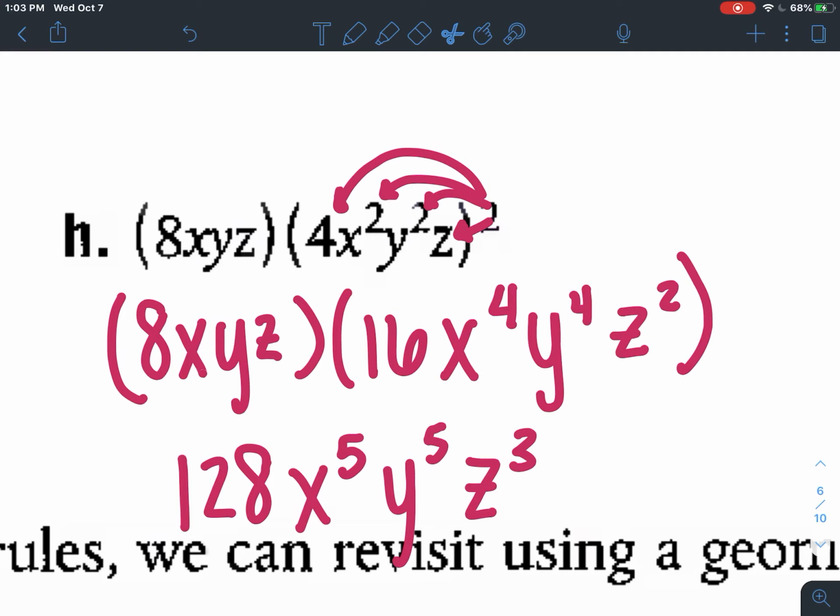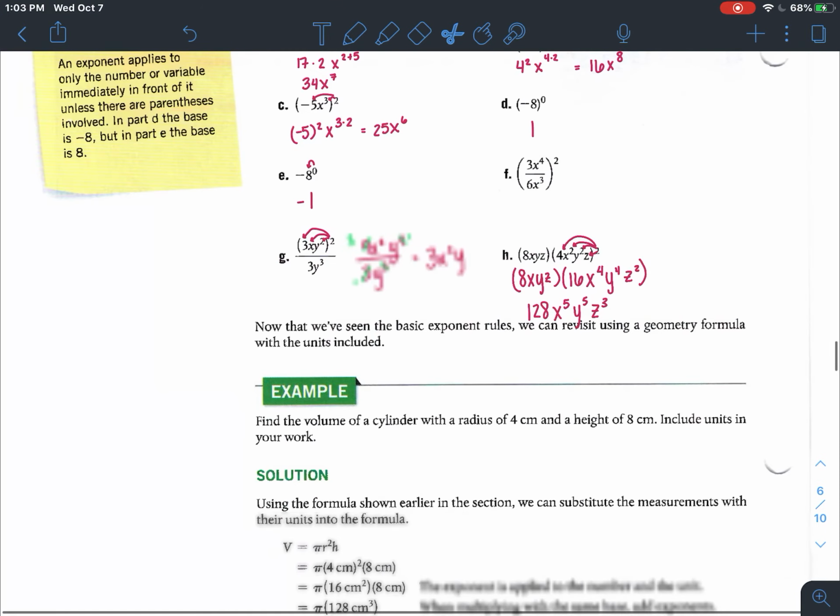X times x to the 4th is x to the 5th. Y times y to the 4th is y to the 5th. Z times z squared is z cubed. If you're really struggling with these exponent rules, let me know and I can definitely walk you through a more visual breakdown of why we multiply, why we add in certain cases.